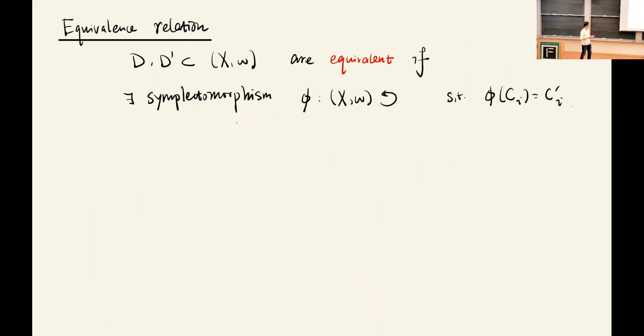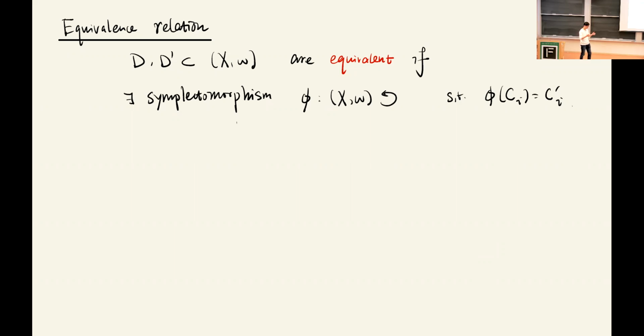And the most natural equivalence relation we can put on is just a symplectomorphism, right? So we say two divisors, D and D prime, are equivalent if there exists a symplectomorphism that maps one to the other. So it identifies each component of one divisor to the corresponding component of the other divisor. Okay. Then we say these two divisors are equivalent.